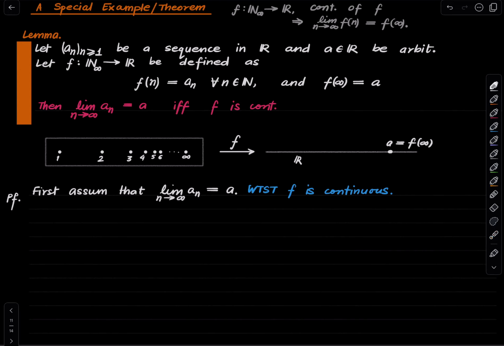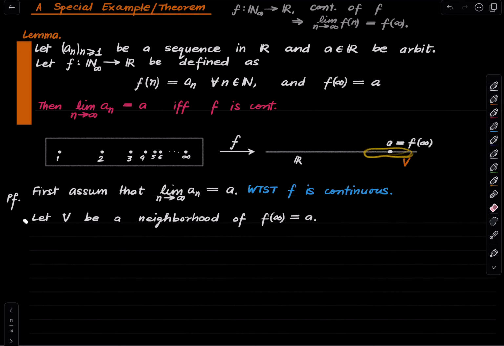So let V be a neighborhood of f of infinity, which is A. Let me draw it. And here is an important remark. If you learned your real analysis well, you will follow this immediately. So we may and will assume. Let me hold off this remark. Let me write one more line.